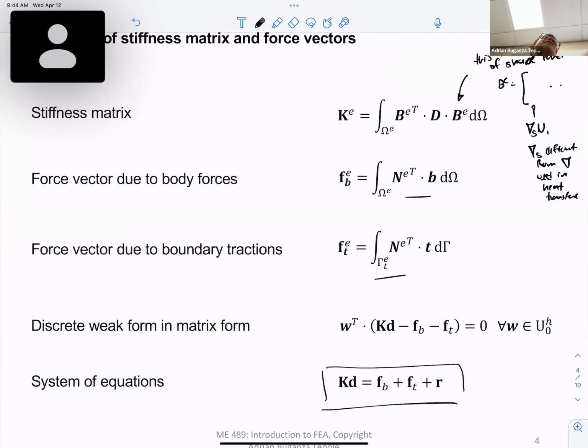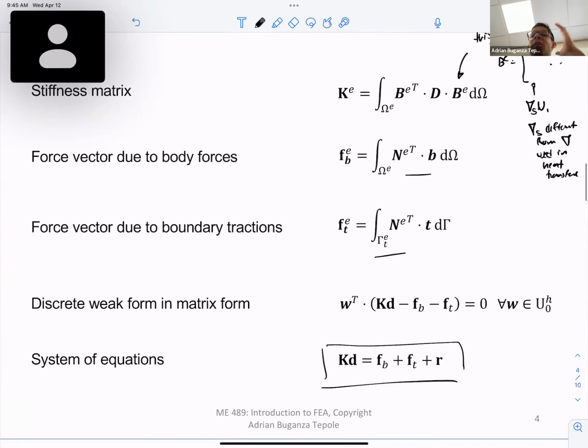Any questions up to this point? So, like, the big overview of how to go from the strong form of linear elasticity all the way to the system of equations. All right. So again, hopefully this rings a bell to what we were doing for the heat transfer problem.